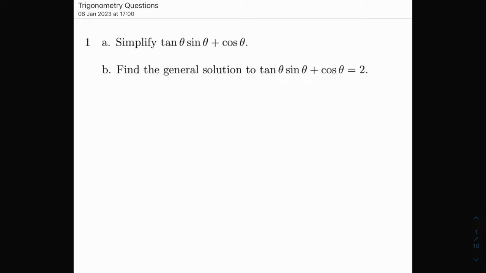Okay, so here we are with the trigonometry questions. All right, so without further ado, let's get into it. So, first one, A, simplify tan theta sine theta plus cos theta.